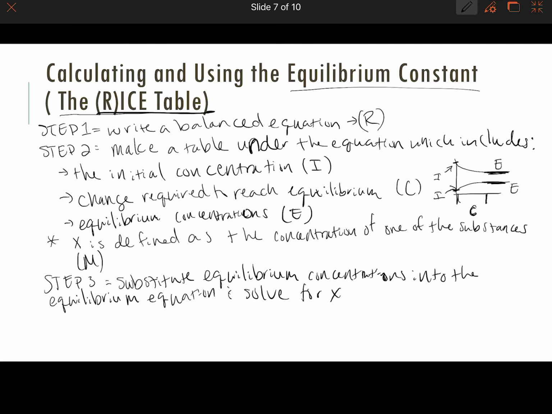This is going to make more sense when we do an example, but we may need to use the quadratic equation. But we will go into that. Okay, then we're going to calculate our equilibrium concentrations and then check our results.